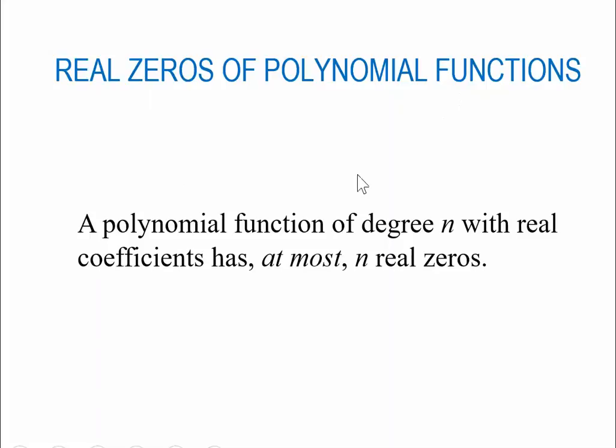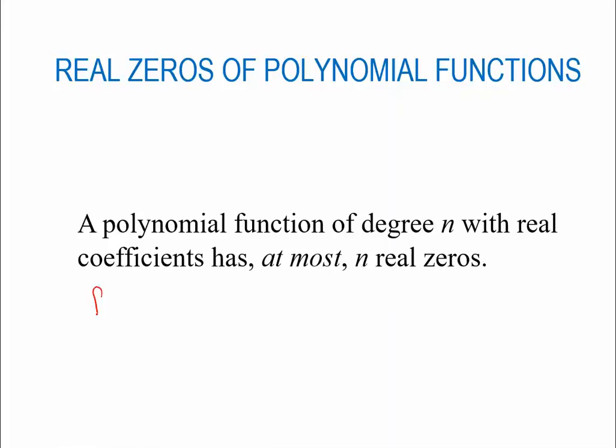So how do we find the real zeros of a polynomial function? We have one little rule here that says if you have a polynomial function that has degree n, so degree 5 or 7 or 6 or 12, you can have at most n real zeros.